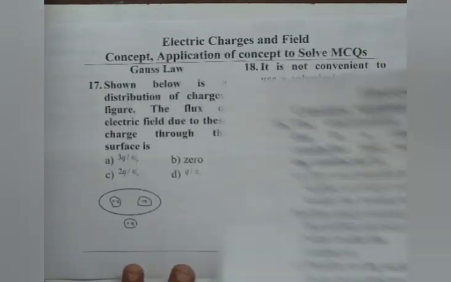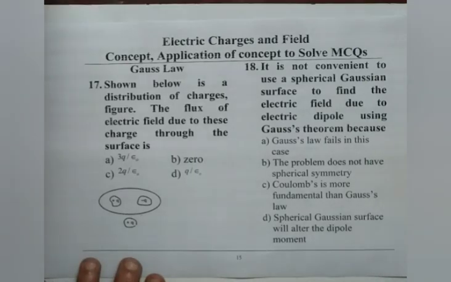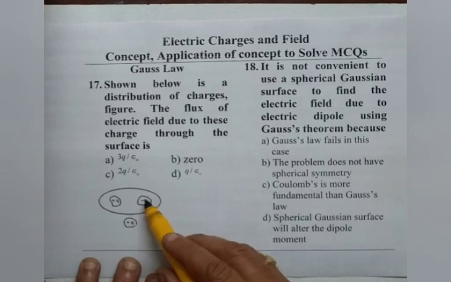So we proceed on to the 17th question. Here onwards, in the remaining 4 questions, we think of Gauss law. Shown below is a distribution of charges in the figure. The flux of electric field due to these charges through the surface is. Observe, this plus q is outside, this plus q and minus q are inside.